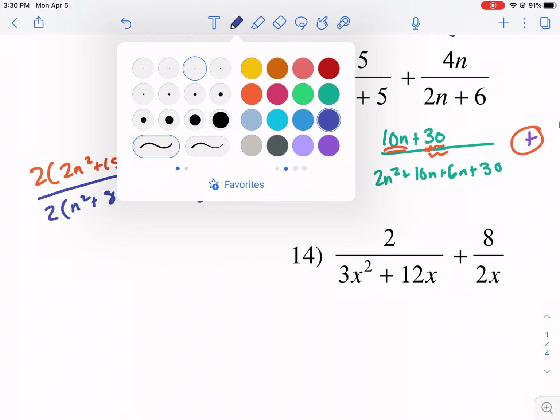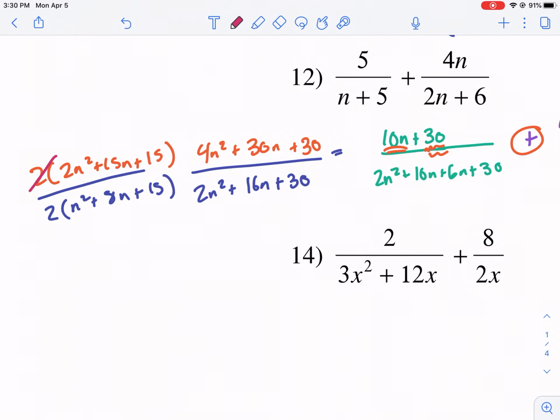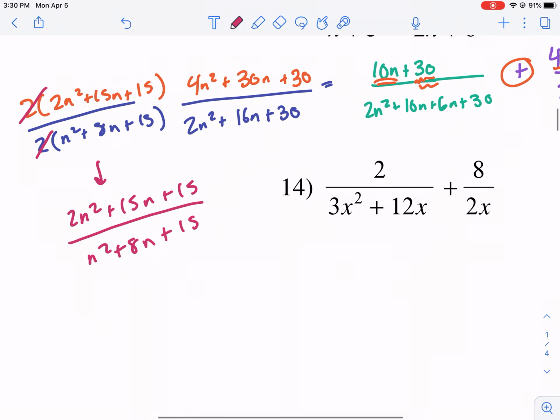And then what you also see is that you can cross out these 2's. And then it looks like our final answer is going to be 2n squared plus 15n plus 15 over n squared plus 8n plus 15. Now a quick check to see if we can factor the bottom even further. And I think we can, just to double check to see if we can't factor even further.